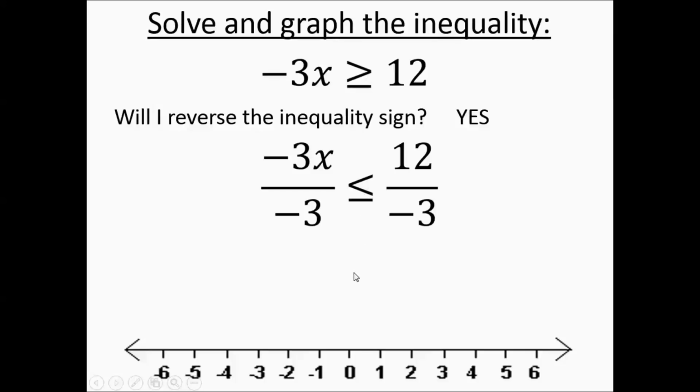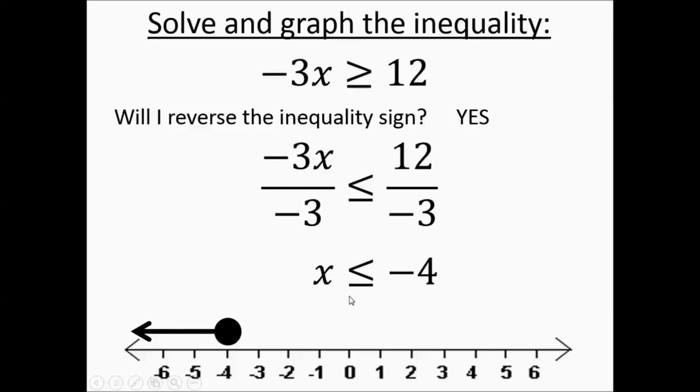So this one ends up working out to x is less than or equal to negative 4. With the or equal to, that means we're going to use a solid dot on negative 4, and it's going to go to the left.